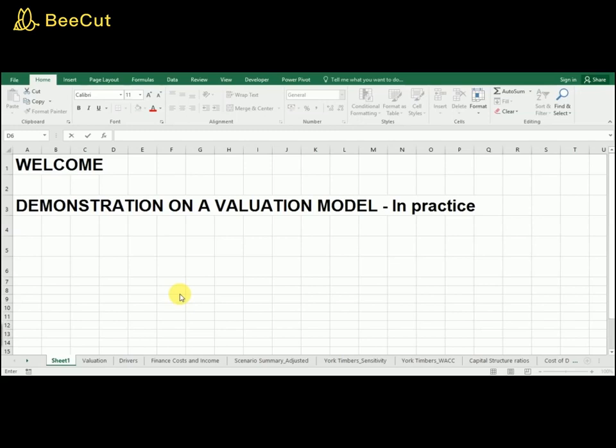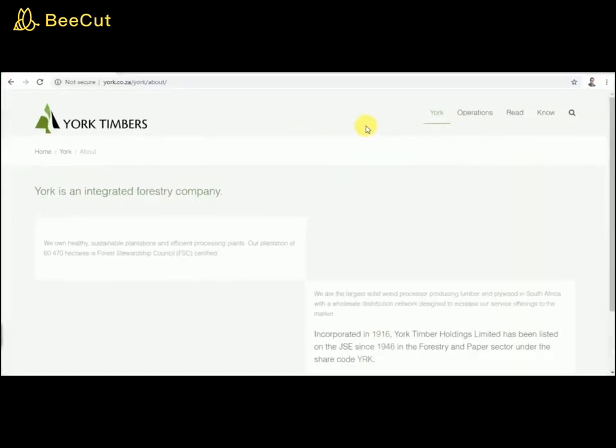Now, the valuation I'm going to be taking you through today is of a company by the name of York Timbers, and you'll see it there on your screen. York Timbers is an integrated forestry company, and it is the only company of this particular nature listed on the JSE. It trades under the code YRK, and at the time of me performing this valuation in 2014, the company was trading at a share price of approximately R3. So that just gives us a little bit of contextualization about this particular company.